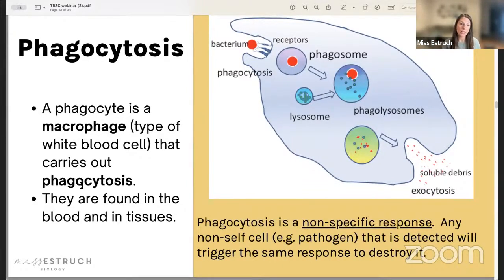Or you could instead be highlighting the key information and have a little keyword list on the side. So keywords would be macrophage, phagocytosis, non-specific response, non-self cell. So that is the first thing I could do to try and understand this information. And if there was a bit I didn't understand, that's when I'd write down a question to take to a teacher or a tutor. Or if you're in the biology study club, you'd bring it to me and I could answer it for you.